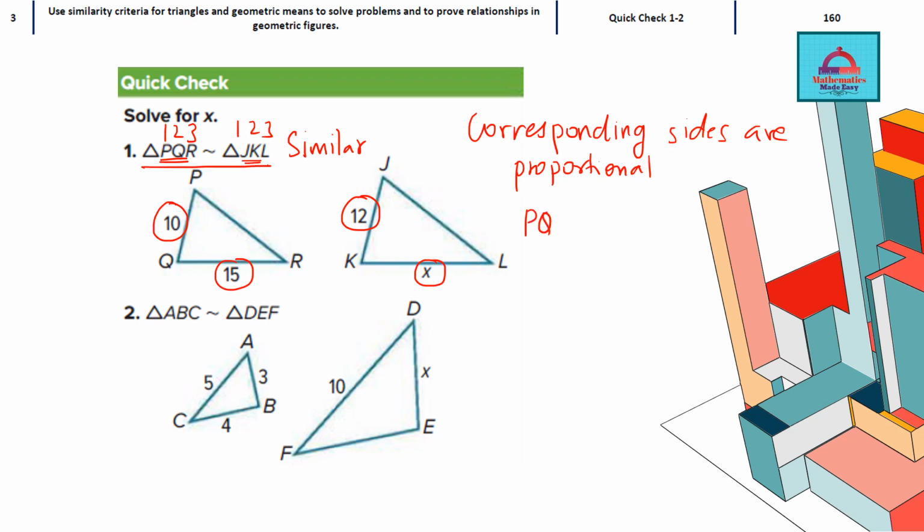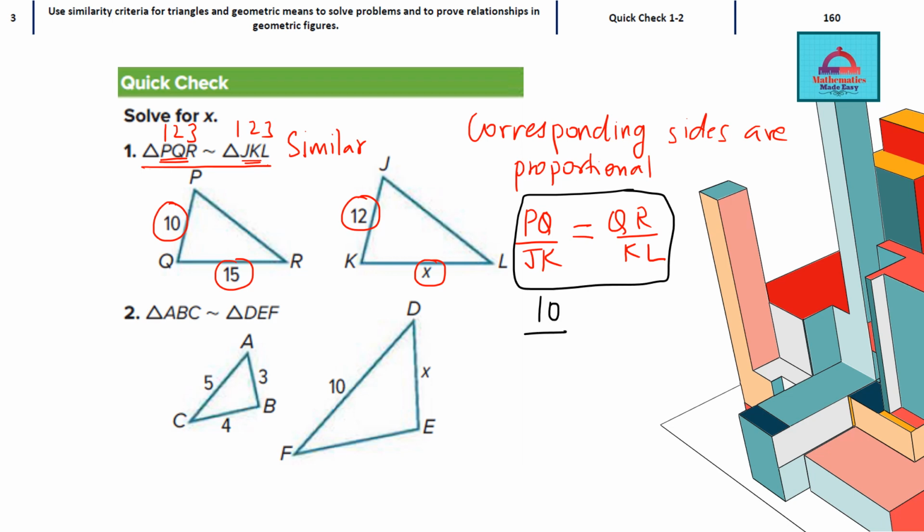So PQ over JK is going to be proportional to QR over KL. This is the similarity criterion that we are going to be using. So let's fill in the values. PQ is given to be 10, JK is given to be 12. I'm just substituting the numbers here.